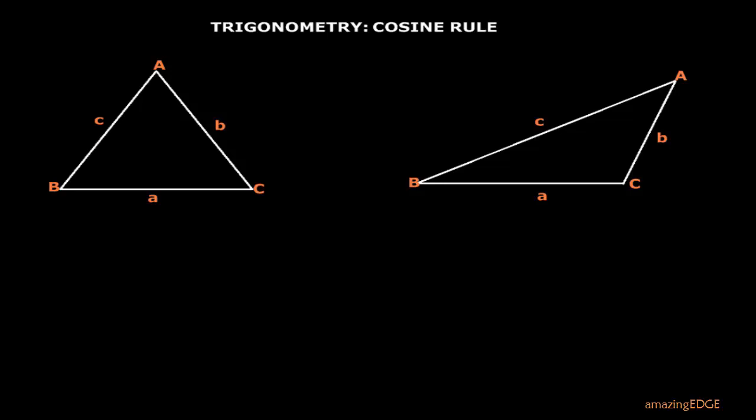We're going to advance a little bit in our discussion on trigonometry by looking at cosine rule. In the previous video, we talked about sine rule, so now we should be talking about cosine rule. So we are looking at these two triangles. Here we have an acute triangle, at least one of the sides has an acute angle.